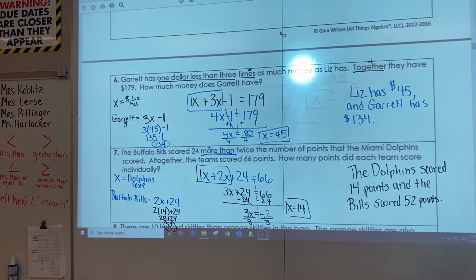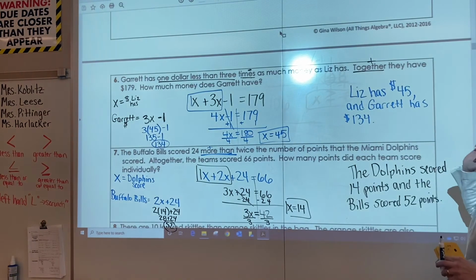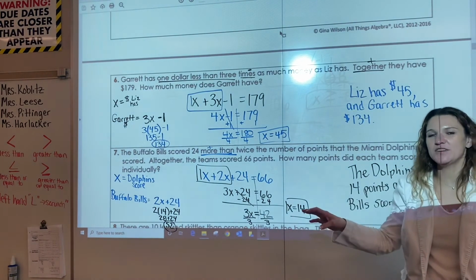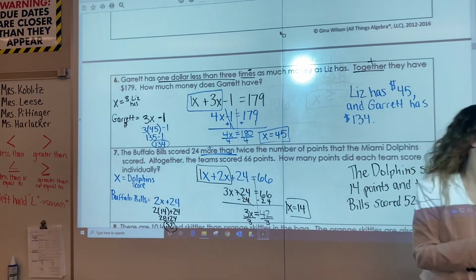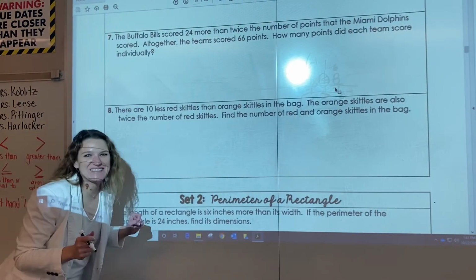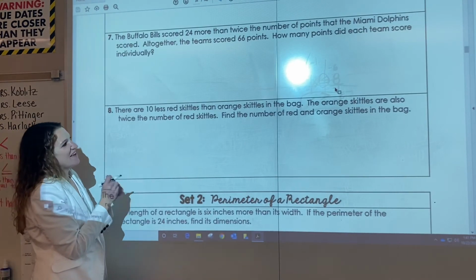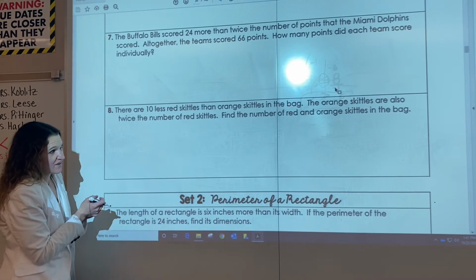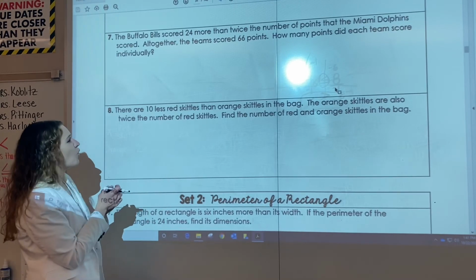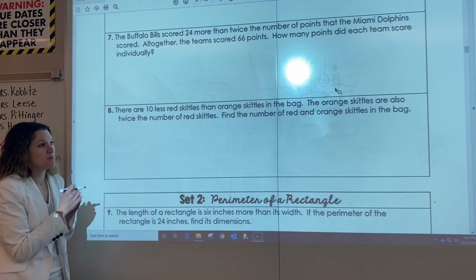Not too bad. We've got one more to do. I'm going to scroll up and then erase. You read it to yourself first, and then we'll work through it together. All right, let's try this again. There are 10 less red Skittles than orange Skittles in the bag. The orange Skittles are also twice the number of the red Skittles. Find the number of red and orange Skittles in the bag.